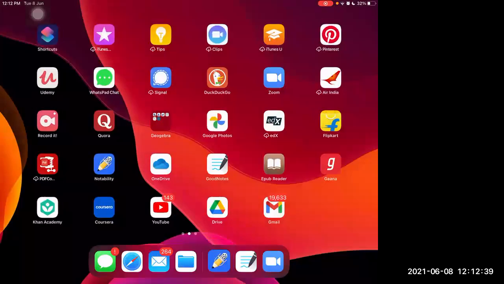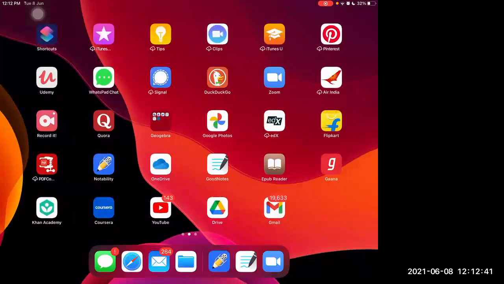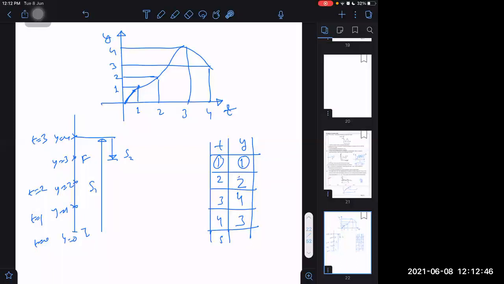Same, sir. From 0 to 2 second, the distance and displacement are same. And 0 to 3 second also, distance and displacement are same only. 0 to 3 second means up to y equal to 4. Here y became 4. It is same only. But after that, the displacement starts decreasing, and y becomes equal to 3 at t equal to 4 seconds. Now the distance is different and the displacement is different.